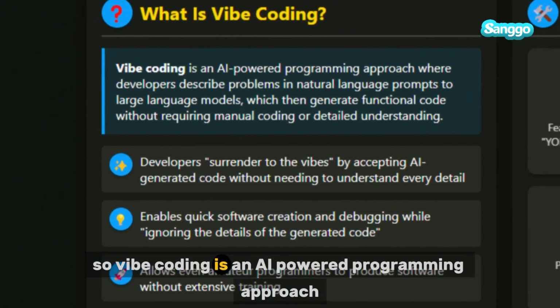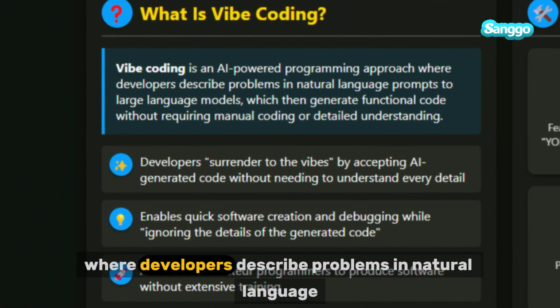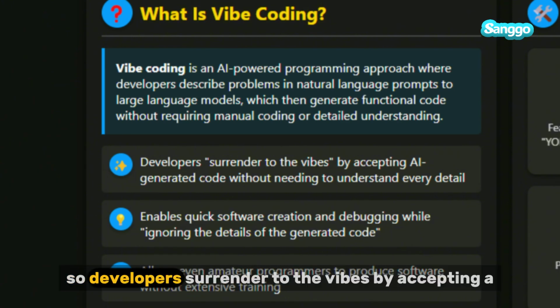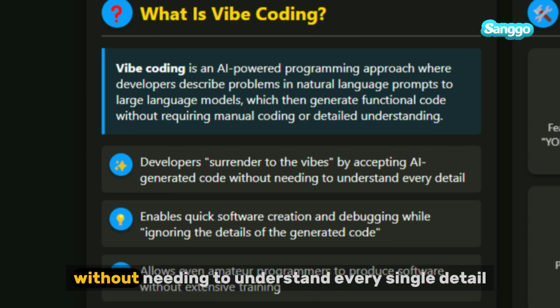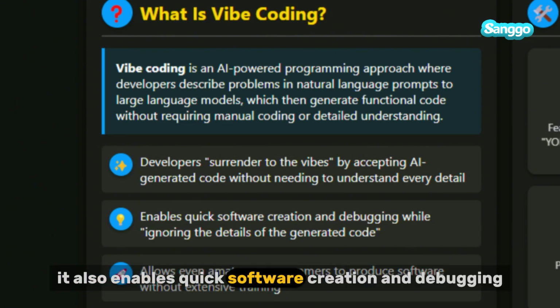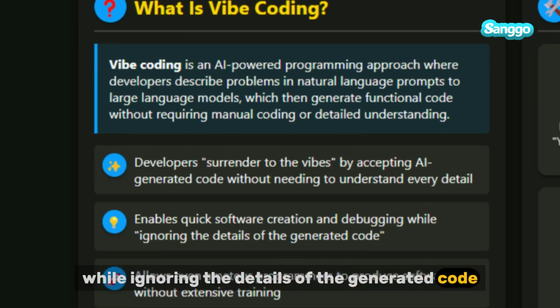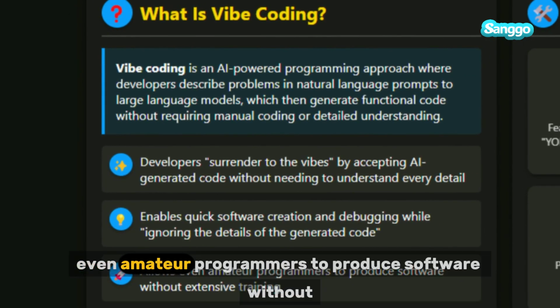So vibe coding is an AI-powered programming approach where developers describe problems in natural language prompts to large language models, which then generate functional code without requiring manual coding or detailed understanding. So developers surrender to the vibes by accepting AI-generated code without needing to understand every single detail. Then it also enables quick software creation and debugging while ignoring the details of the generated code. It also allows even amateur programmers to produce software without extensive training.